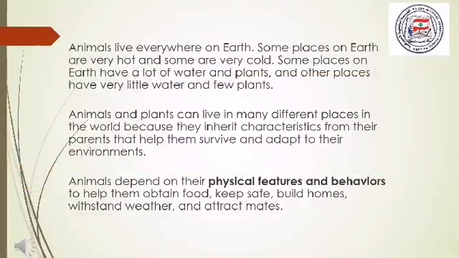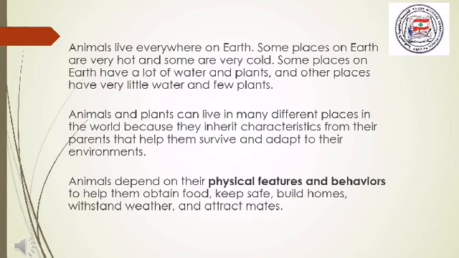Animals live everywhere on Earth. Some places on Earth are very hot and some are very cold. Some places on Earth have a lot of water and plants, and other places have very little water and few plants. Animals and plants can live in many different places in the world because they inherit characteristics from their parents that help them survive and adapt to their environment.